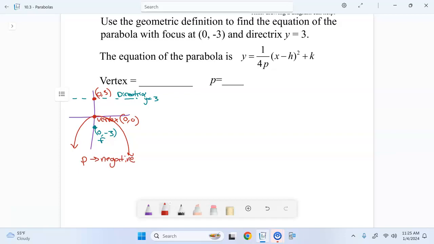There we go. All right. So we got our vertex 0, 0. How do I find my p-value again? Okay, subtract what?